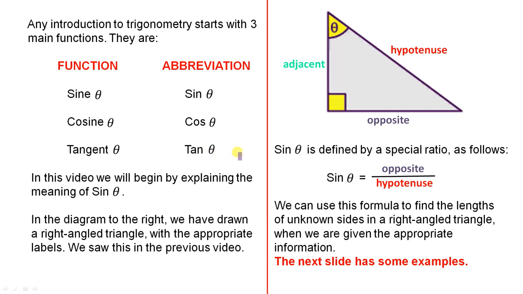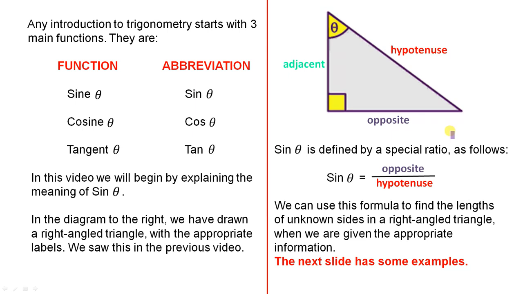In this video, we will begin by explaining the meaning of sine theta. In the diagram to the right, we have drawn a right-angled triangle with the appropriate labels. We saw this in the previous video. So we have theta. We've decided to place theta there. Once that angle is positioned, that is the opposite side, that is the adjacent side, and that's the hypotenuse, which is always opposite the right angle.